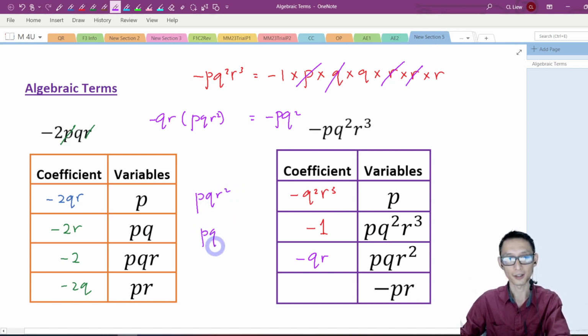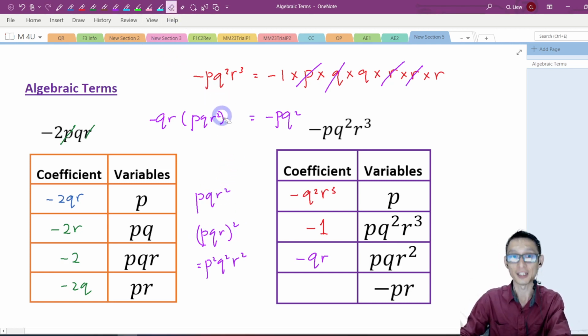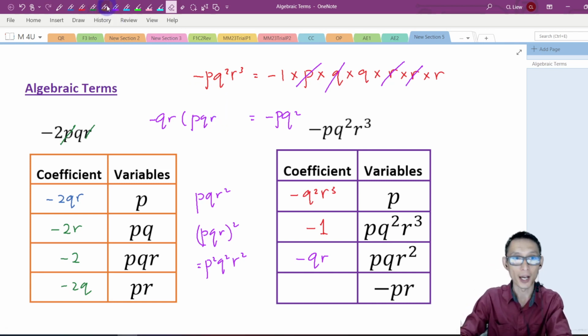This and this is not the same thing. Okay? This is actually equal to P squared Q squared R squared. The square, when I put a parenthesis here, it means that the square is for all the variables. P need to square, Q need to square, R need to square. It's different from this. Okay, so just now I did a mistake. I put the square outside the parenthesis. So I should write that like this. Okay, let's double check again.